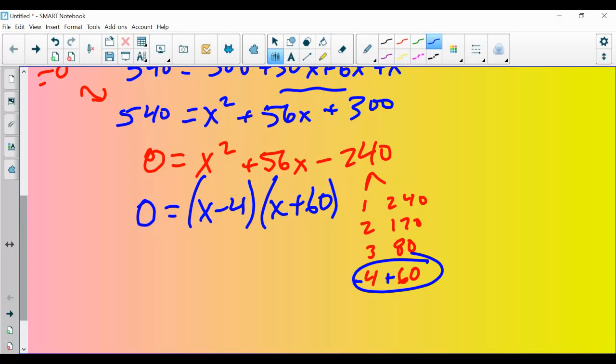And then remember, to solve this, we use the zero product property, which says if you have a times b and it equals 0, then a must be 0 or b must be 0. So what makes the a 0? That would be 4, and what makes the b 0? That would be negative 60.